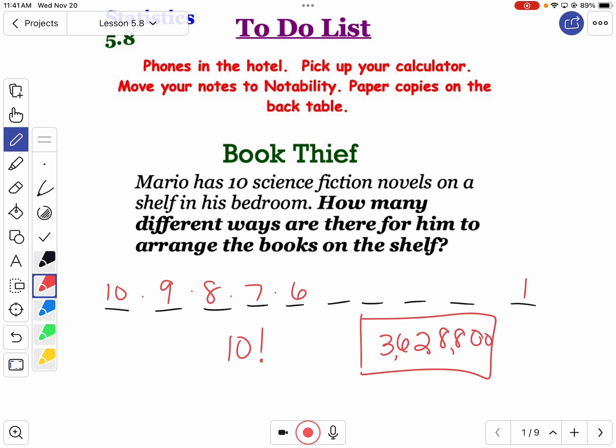So makes you glad that if you think about how many books we have in our library, there's a system for putting them out, right? Because that'd be a whole lot of different ways they could set the library up and we wouldn't know what was going on. That's just for 10 books, given how many books they've got, right?